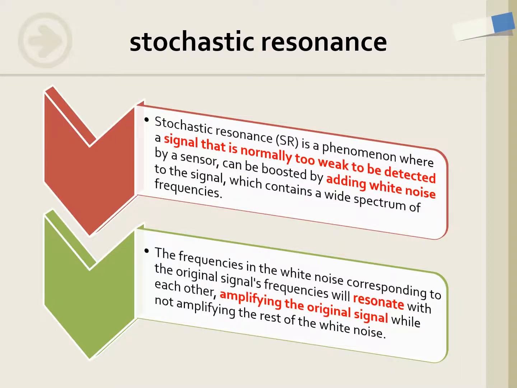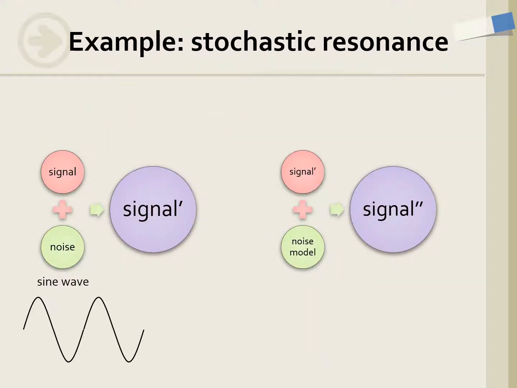When a signal is too weak to be detected, we can add white noise to the signal. The signal's frequency and the corresponding white noise frequency will resonate with each other, and it will amplify the signal. Signals are always mixed with some kind of noise. In this case, I used a sine wave as noise on purpose.